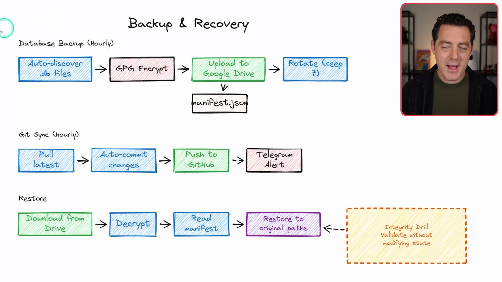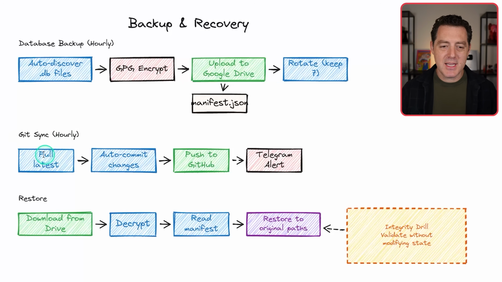All right, let's talk about backup, because if my computer suddenly caught fire or it got bricked or stolen or anything, I can easily back all of this up. So here's how we do it. We automatically discover database files, we encrypt it, we upload it to Google Drive, we document it, and then of course we rotate as necessary.